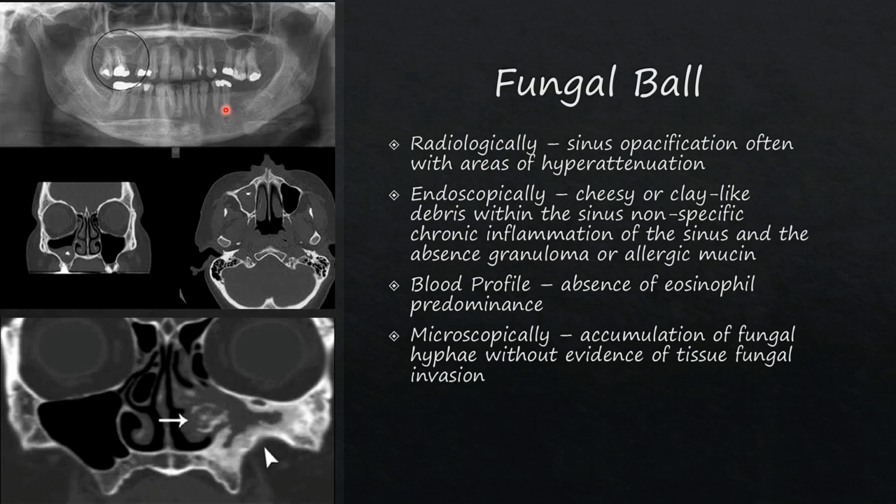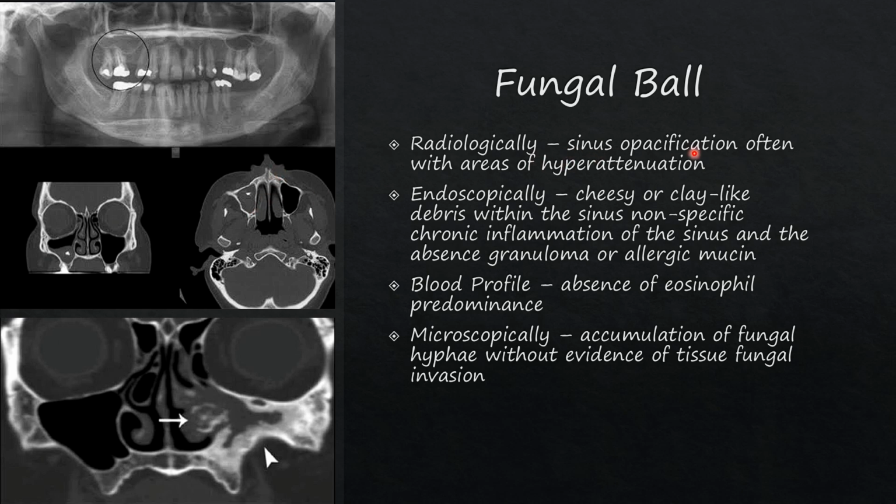Now, how does a fungal ball look? This is an orthopantomogram. So here we can see in the lower part of this maxillary sinus, you can see this whole region. This should be black, right? So here you can see an opacification, and you can see there's a bulge here as well, right? So that's a fungal ball.